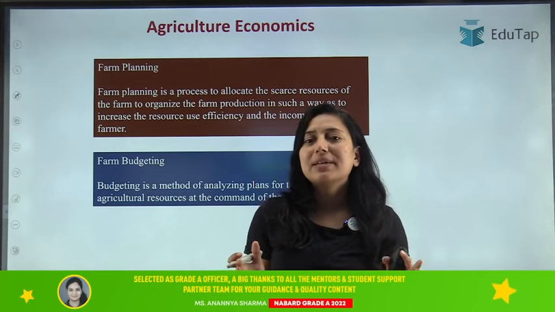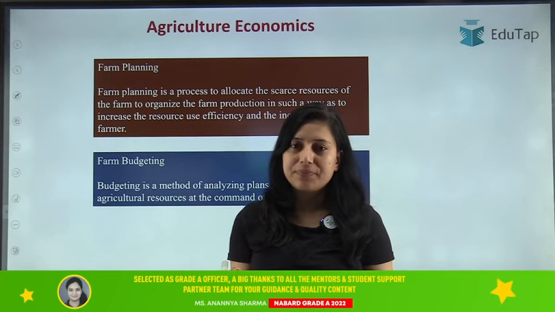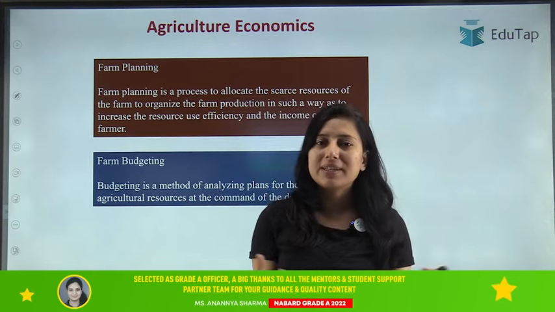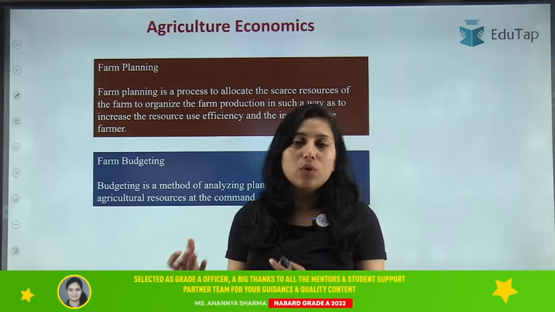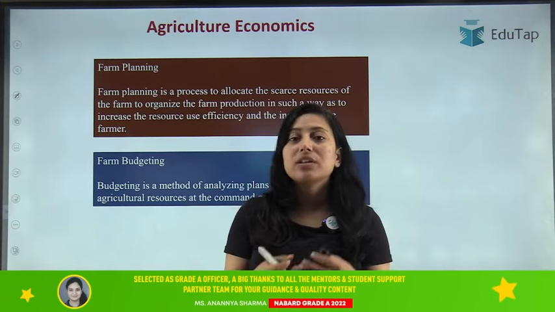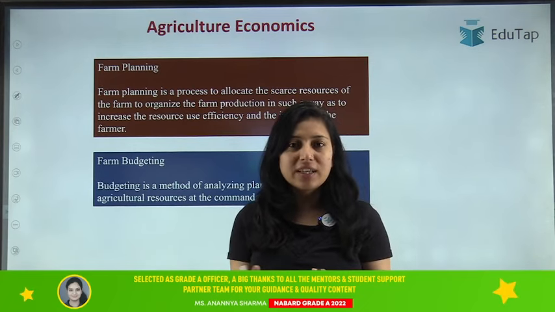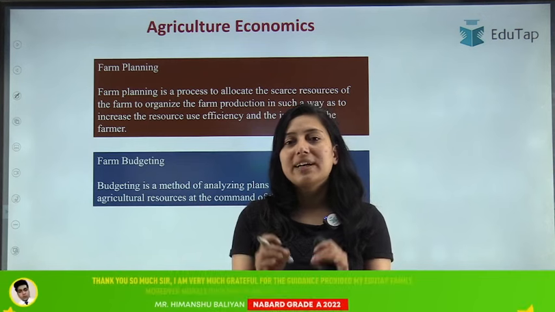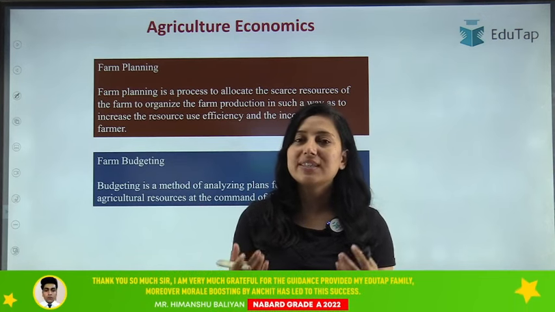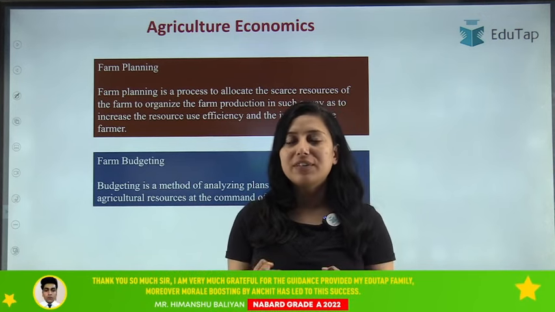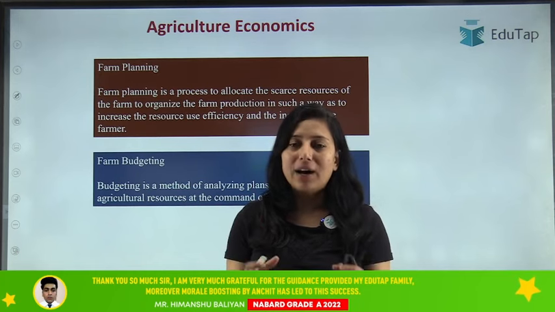Similarly, your farm can be considered as an enterprise. If you look at a farm as an enterprise, the owner, the farmer, has to allocate the resources for the crop production, and the allocation should be done in such a way that he or she gets maximum return out of that farm. That is your farm planning.